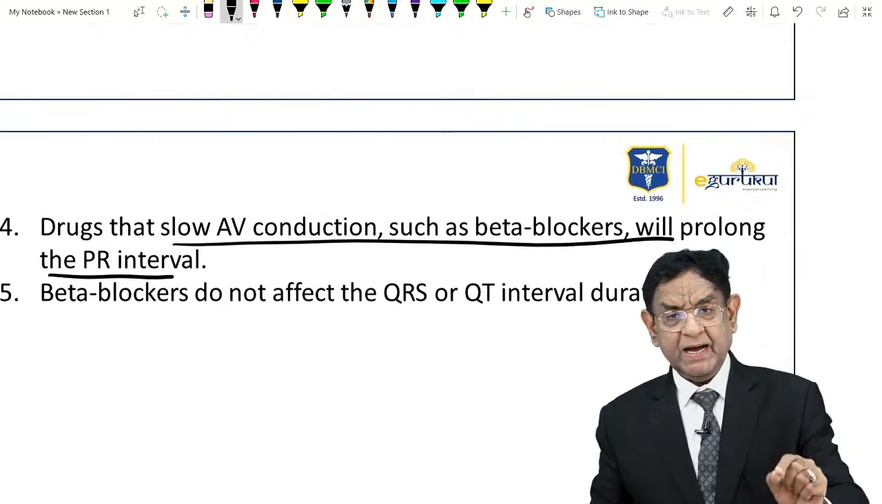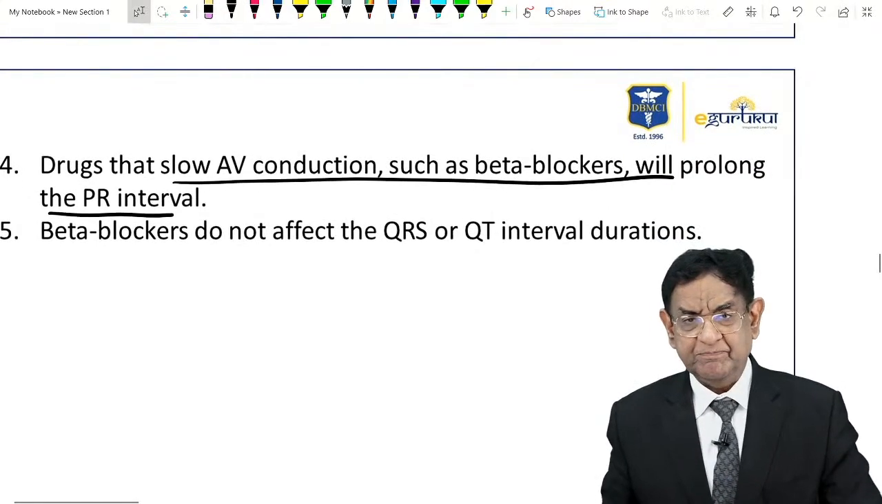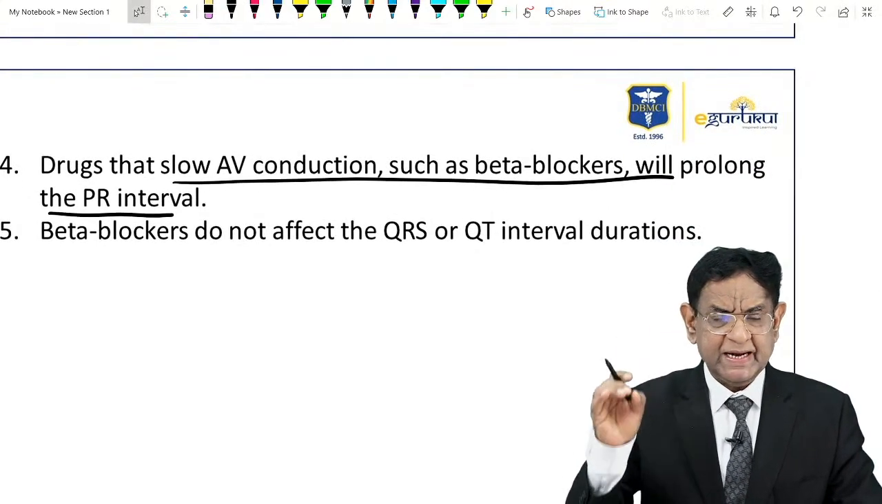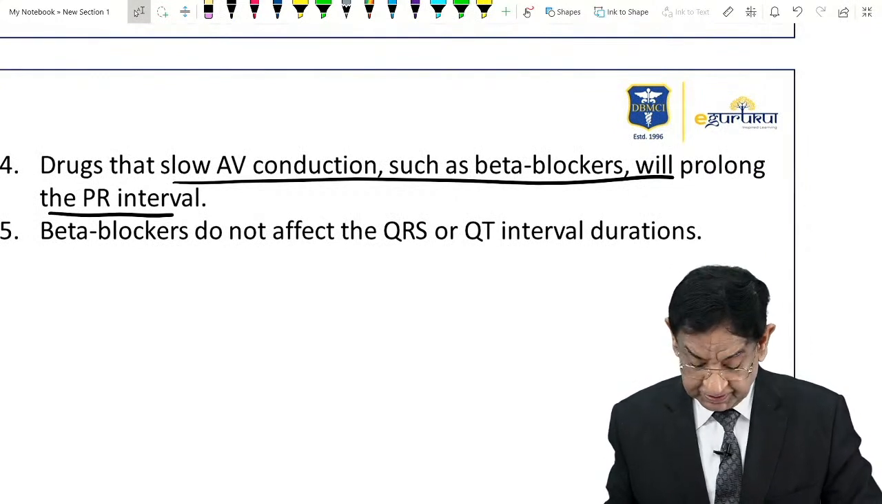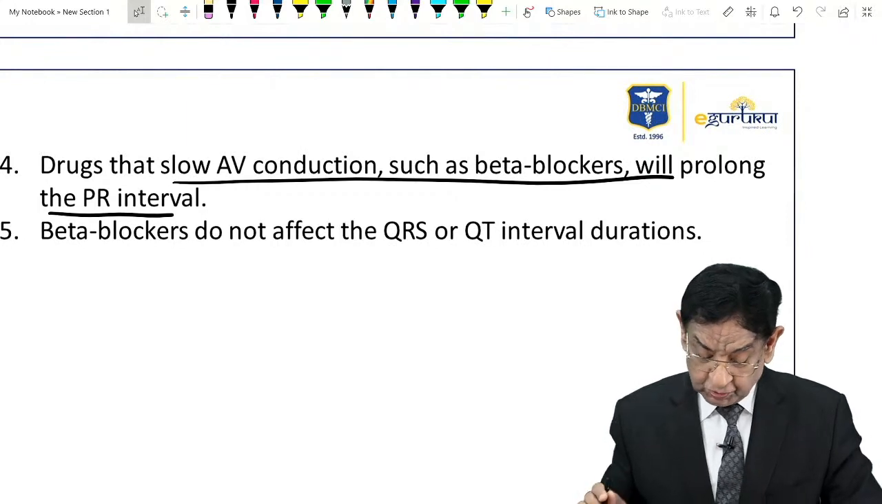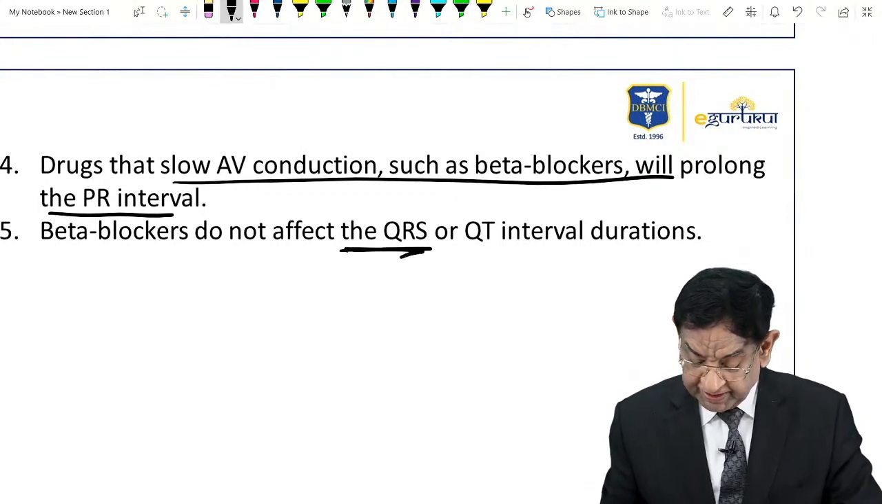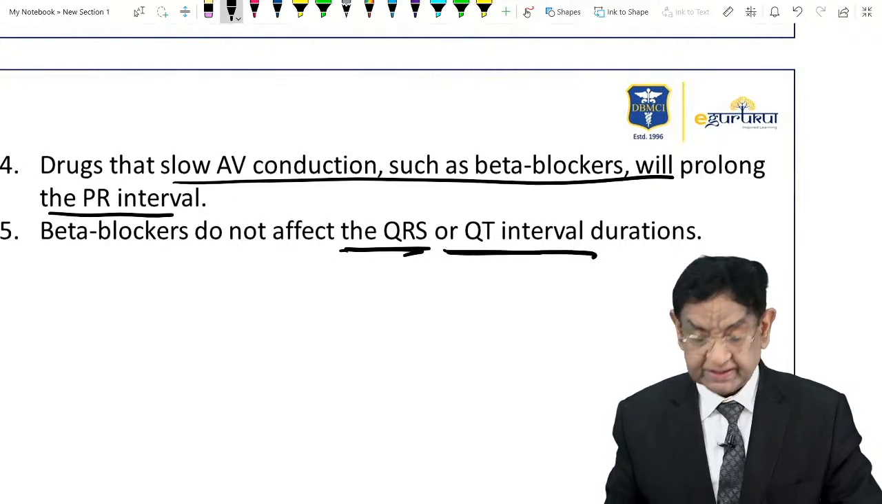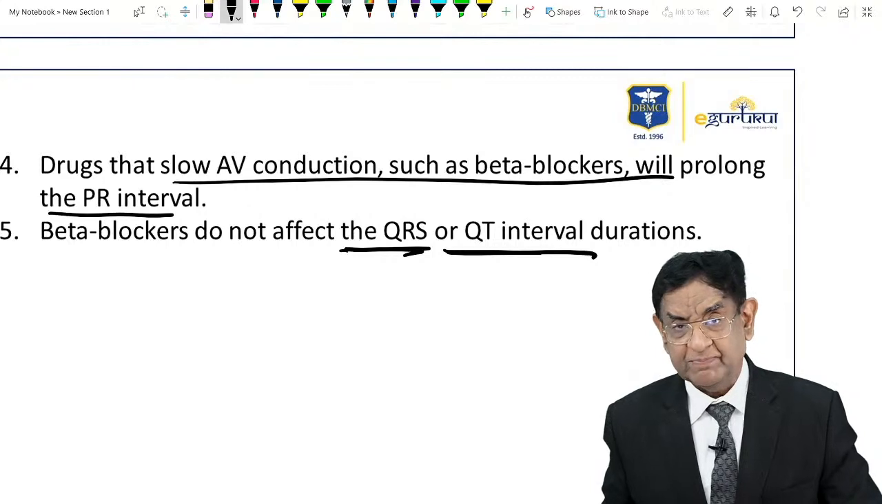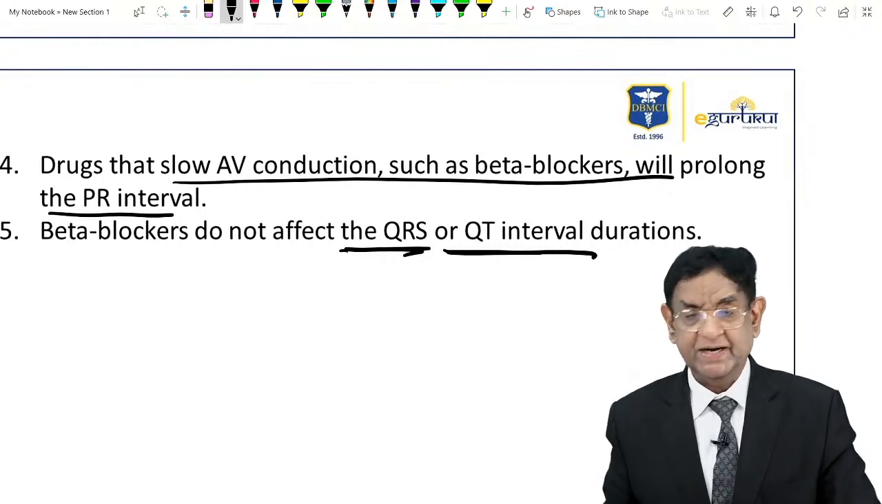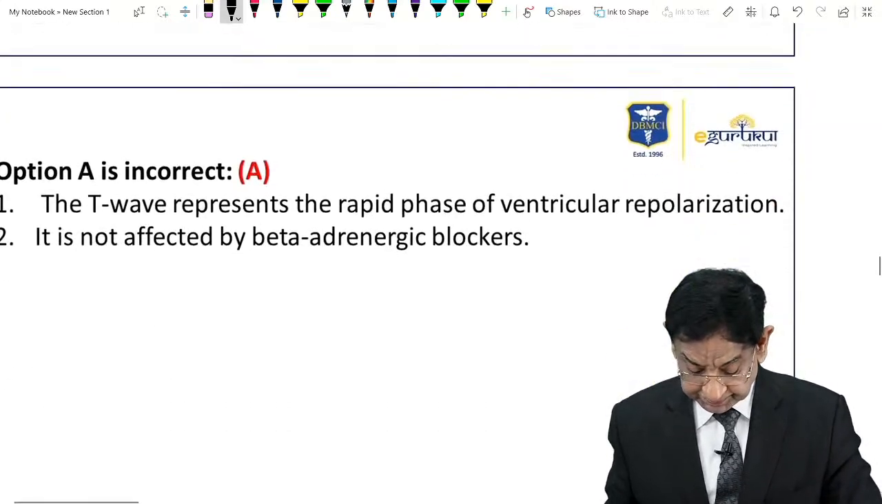The beta blocker esmolol primarily acts on the AV node also. So they increase the PR interval. Beta blockers don't affect the QRS and QT interval much. They primarily affect the PR interval. Okay.